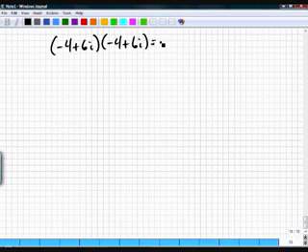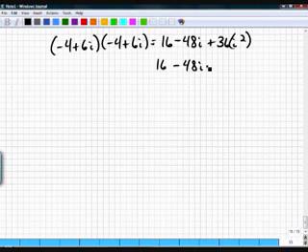Negative 4 times negative 4 is 16. It'll be minus 24 and minus 24, which will give you minus 48i. Good. Plus 36i squared, but again we know i squared is negative 1. So 16 minus 48i, this will be minus 36, so instead of plus 20 it'll be negative 20.